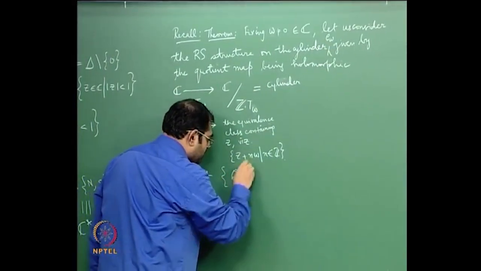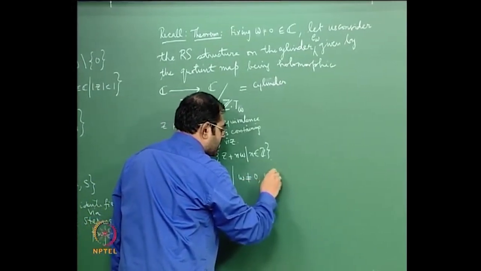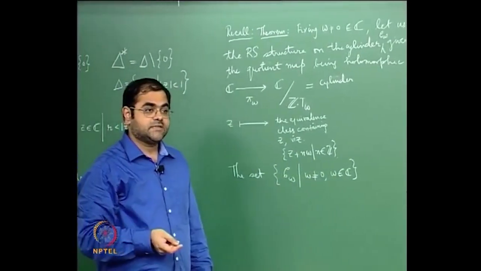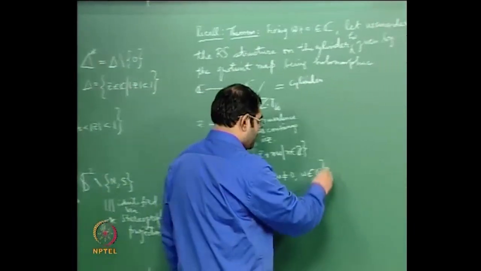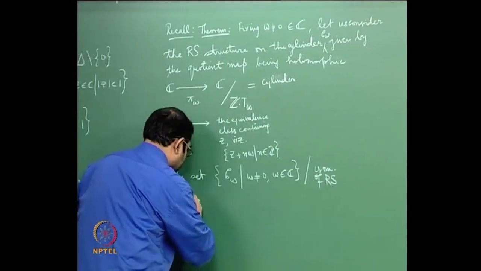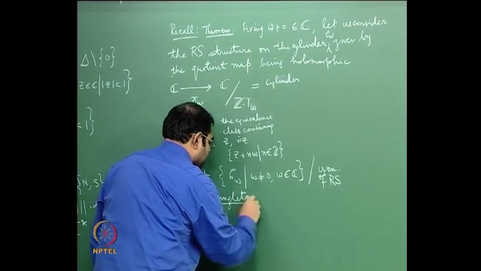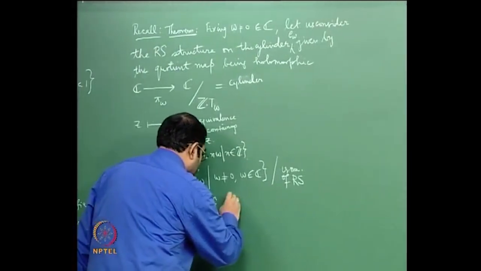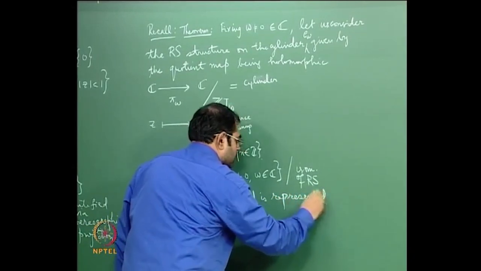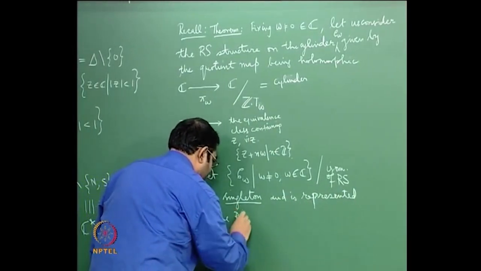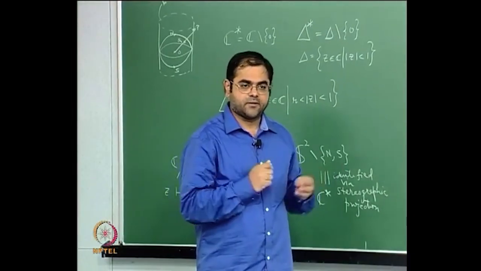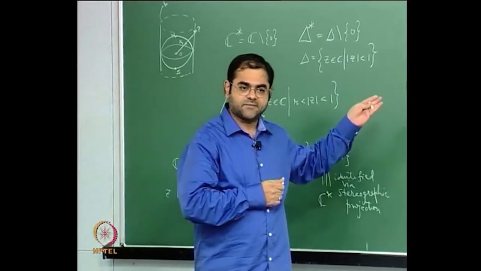So you take the set C sub omega, where omega not equal to 0, omega is a complex number, take this set, and then you go modulo the equivalence relation, which is isomorphism of Riemann surfaces. Then this is a singleton, and is identified and represented by the Riemann surface C star. So this was the theorem that I wrote down last time, before I considered the case of a torus, I considered the case of a cylinder.